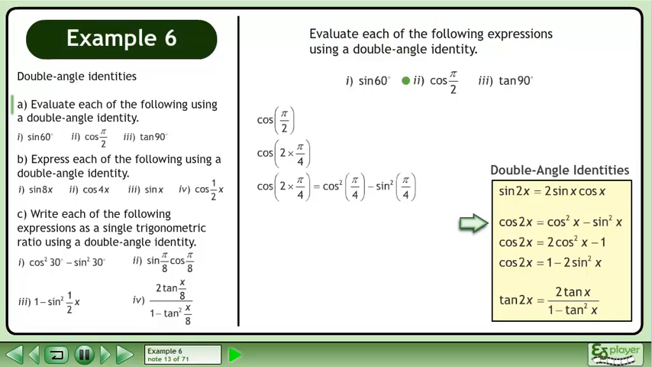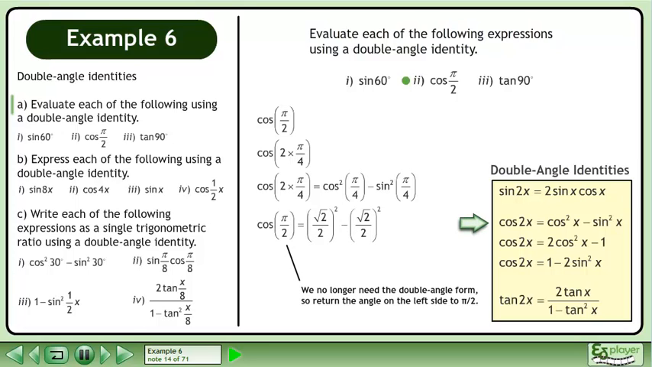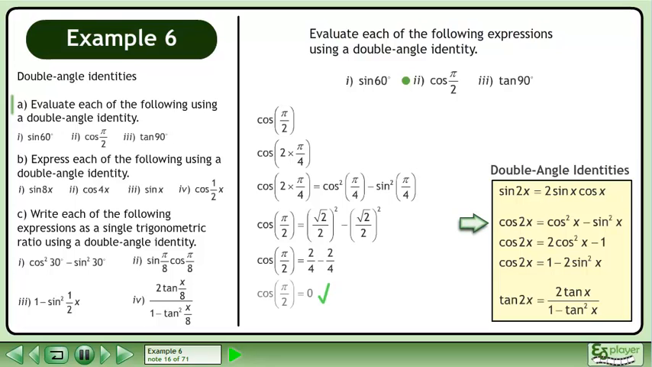Plug pi over 4 into the right side of the equation. Find the exact value of each trigonometric ratio. We no longer need the double angle form, so return the angle on the left side to pi over 2. Square each term. The answer is cos pi over 2 equals 0.